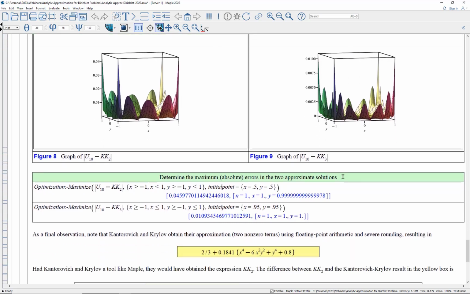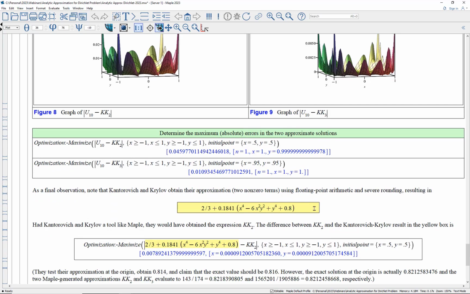Now, as a final note here, this is the solution, the two-term approximation that Kantorovich and Krylov ended up with. This is exactly how they wrote it. And you can see they had it working with floats in some places, and the exact numbers like a sixth in other places, 2/3 over here. This is what they ended up with. This is what we would have gotten if we worked with a pencil and paper. You saw what we got when we worked with Maple. The equivalent of this in the yellow box is what we got in Maple.